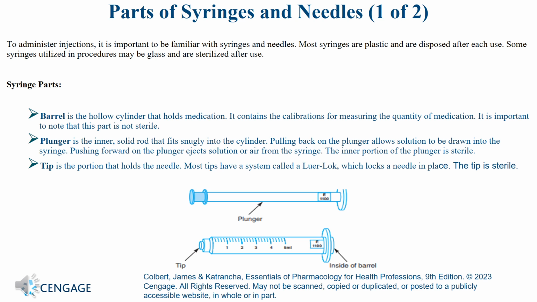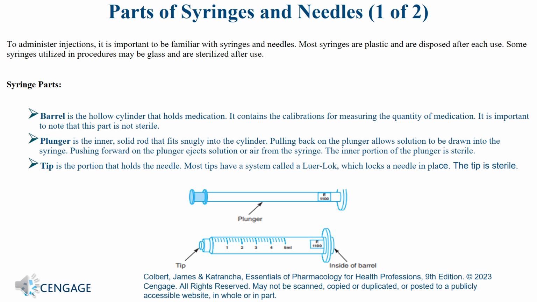So our syringe parts, if we're looking at it: our barrel, if you look at your picture, the barrel is the hollow cylinder that holds the medication. It contains the calibrations for measuring the quantity of medication. It is important to note that this part is not sterile.